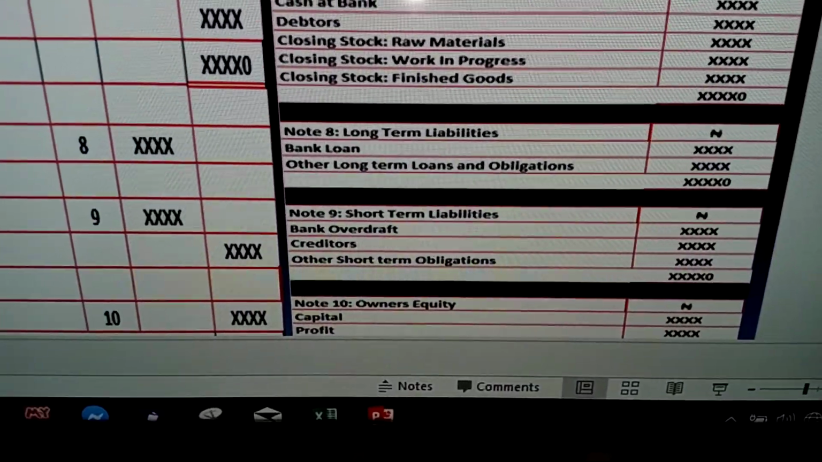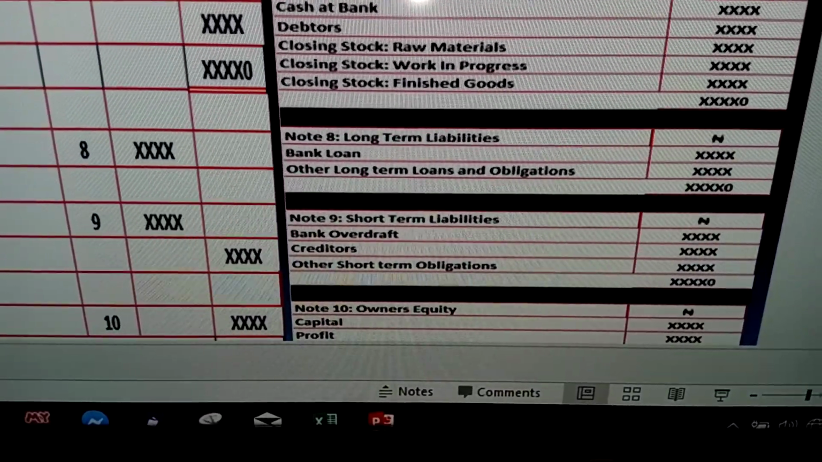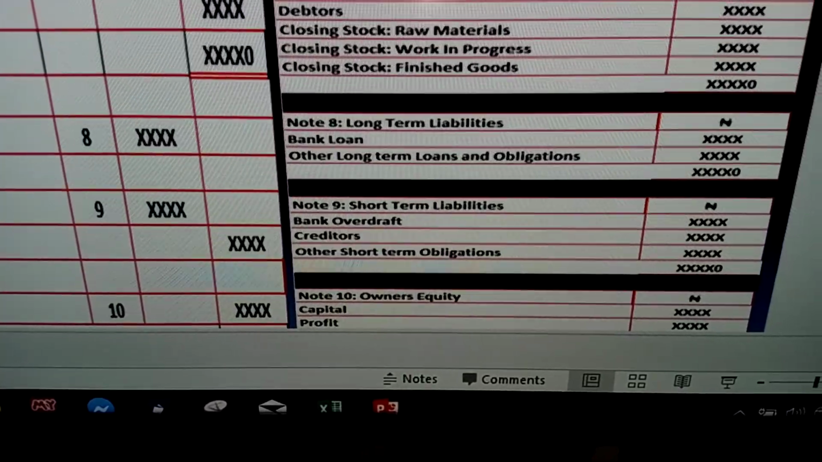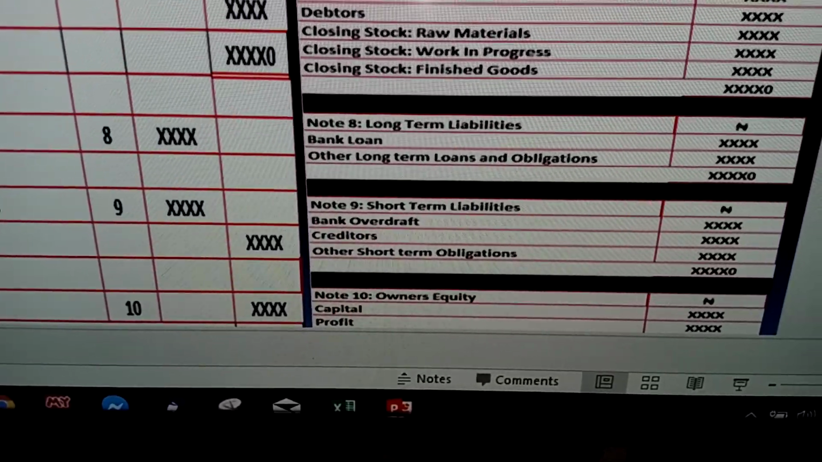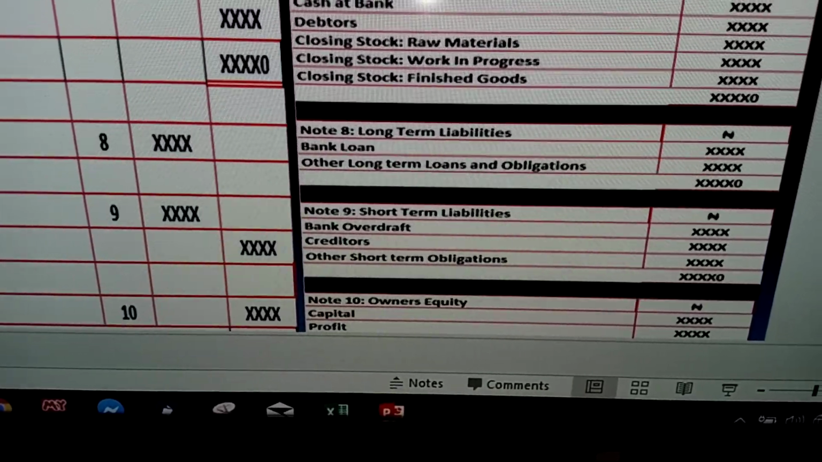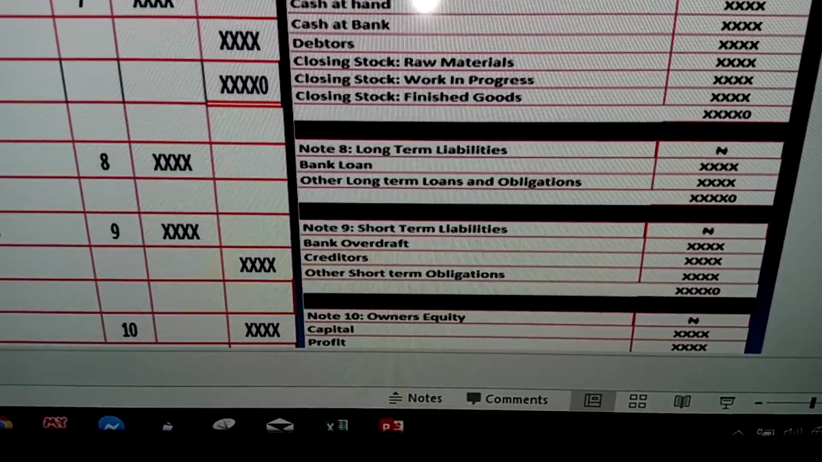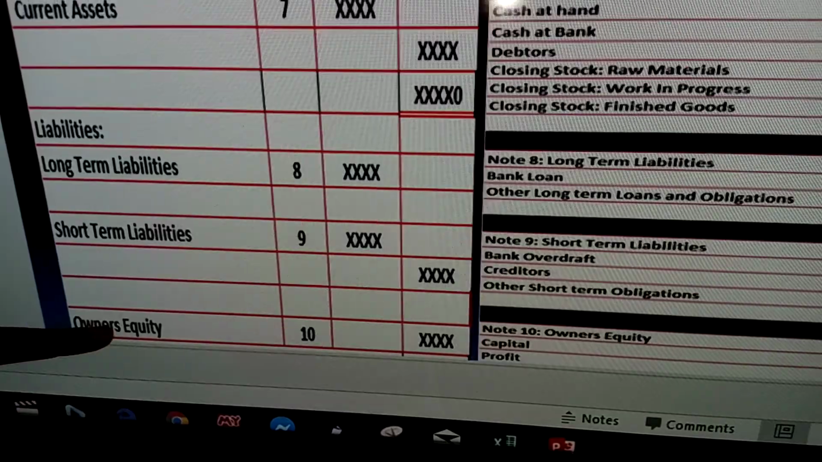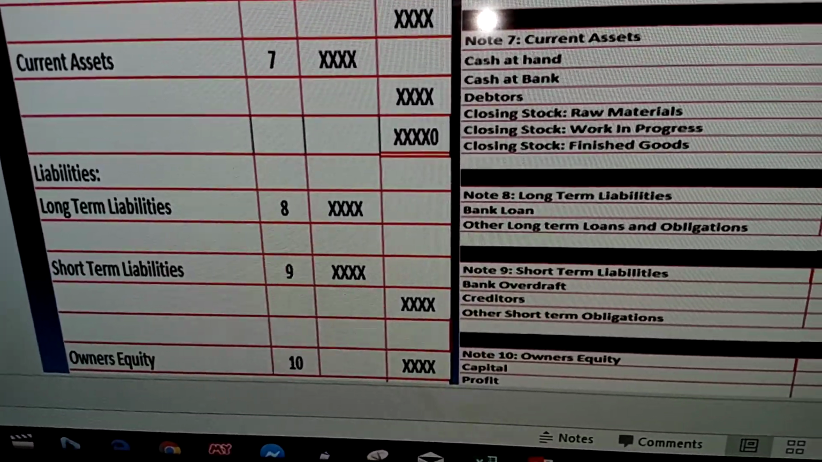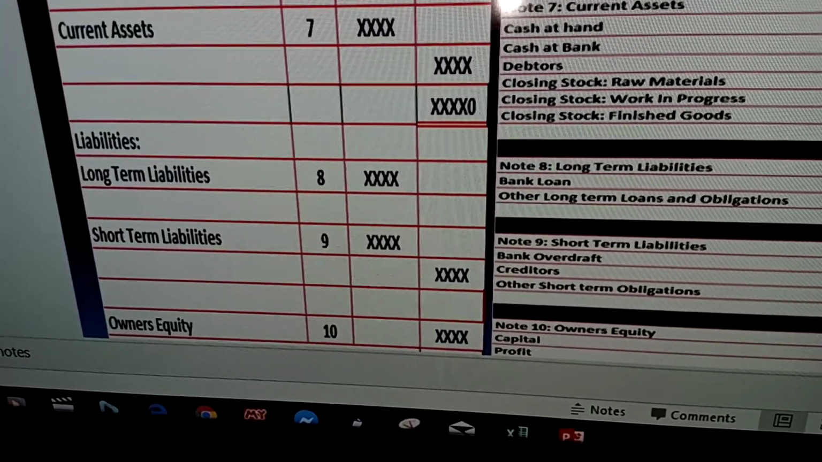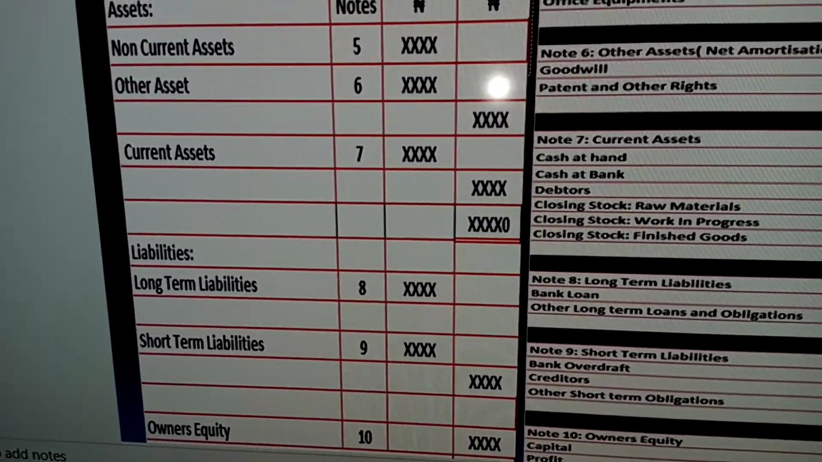And then you can have drawings. Maybe the owner took some money for himself, or took some product for himself. Sometimes we call it director's current account. Basically, your capital plus your profit and your drawings or director's current account is manipulated to get your what? Owner's equity. Capital is what you use in starting the business. So if you make profit, it will increase the capital. If you make loss, it will reduce the capital.